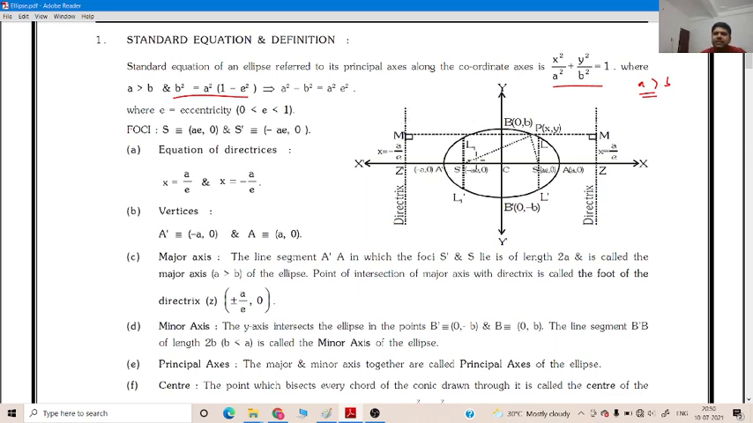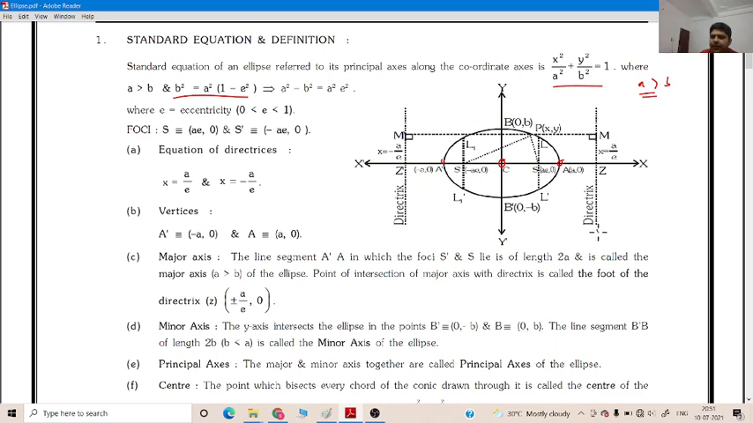A is the distance from the center. This is the center of the ellipse. These points A and A dash are the vertices. That means the ellipse intersects the major axis at two points, known as the vertices. Here one point is the fixed point P, x y, and another is the fixed point S.